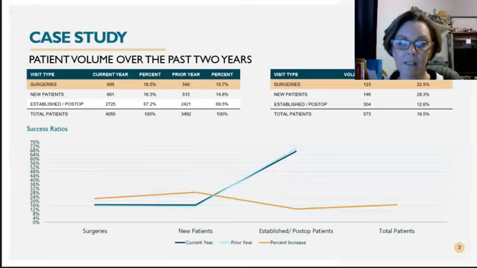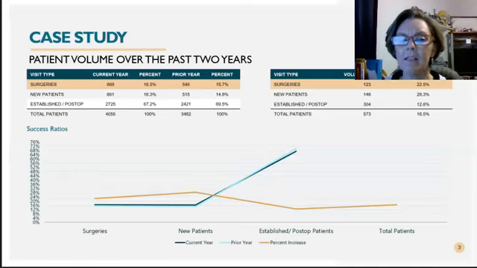However, we notice the established and post-op visit type only increased 12.6%, making one wonder if the new patients did not return as established patients, or the post-op patients did not return to the office for follow-up care. As a manager, one should dive further into this data to determine if there is a problem or reason for the small increase in these two types of visits.